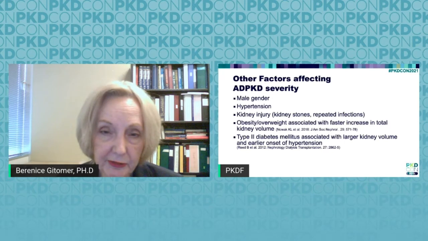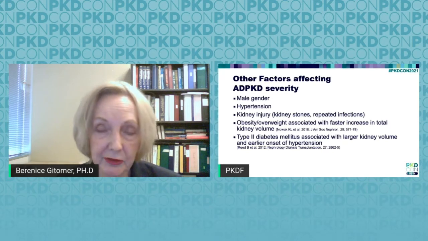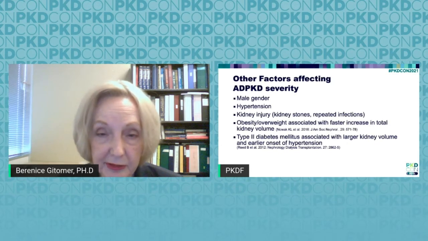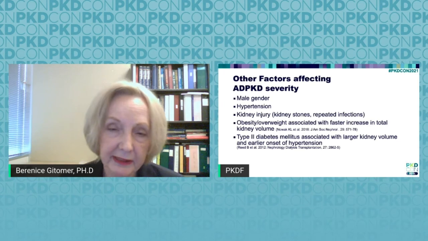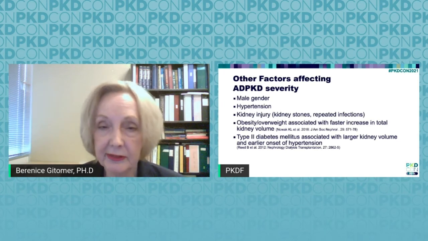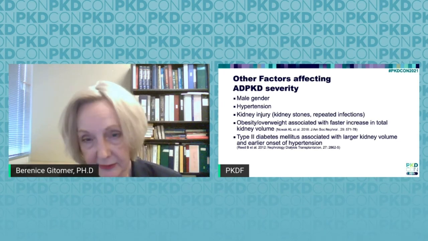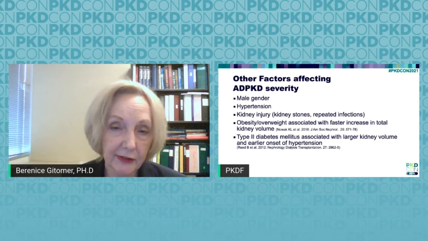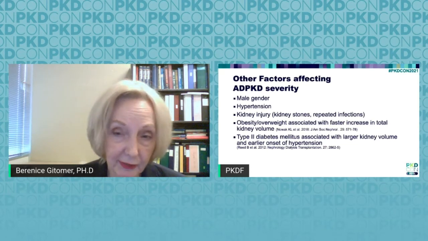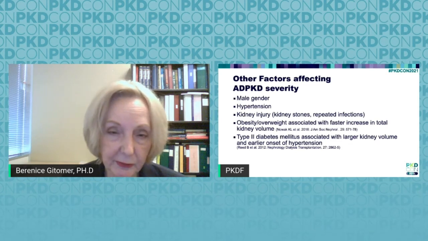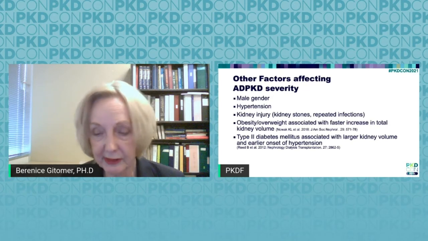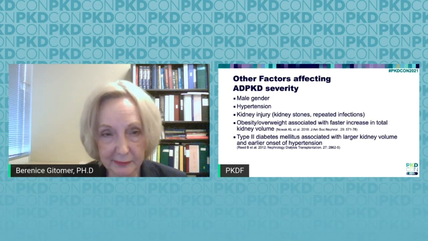Being overweight or obese has also been shown by our group to be associated with larger kidney volume and somewhat faster progression or growth of the kidneys. And it's pretty obvious that if an individual carries a second disorder that is also going to have an effect on the kidneys, such as type 2 diabetes, that's also associated with larger kidneys and earlier onset of high blood pressure. Next slide, please.